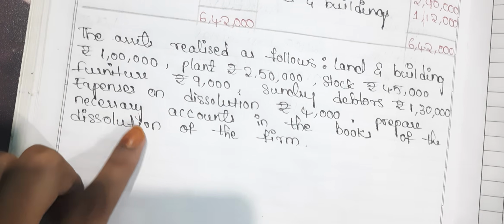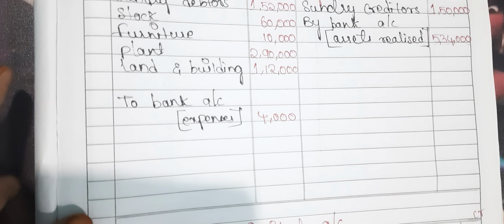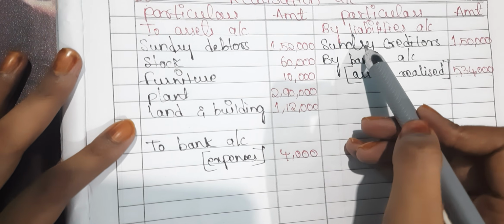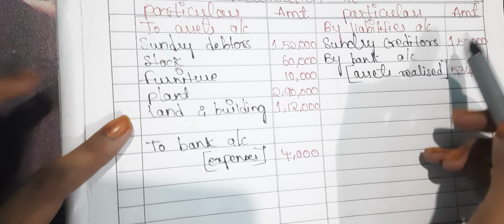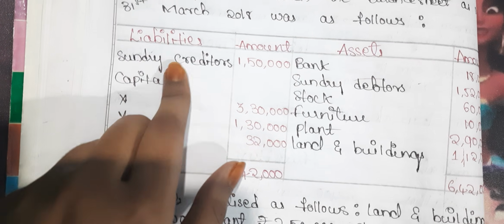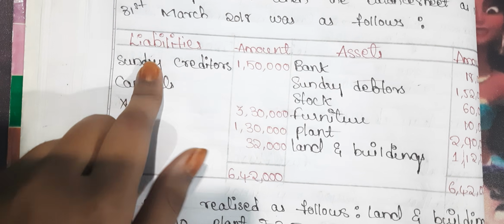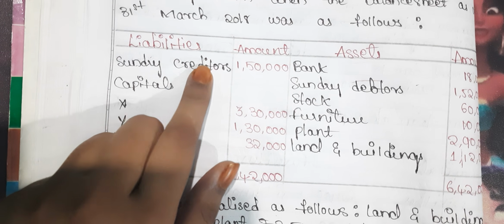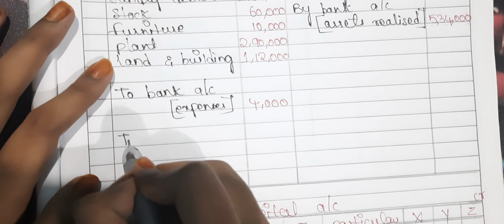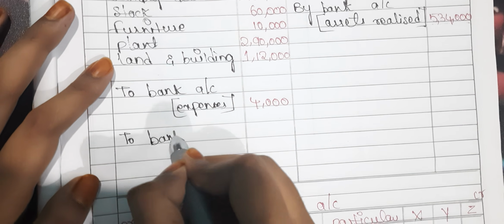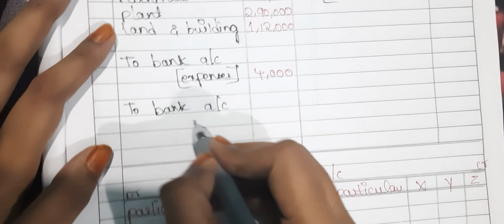Okay, next, liabilities have not been given, right? Liabilities didn't realize. So what are we going to do? We are going to carry down the amount of whatever liabilities have been given in the question. These are the liabilities, only liabilities, right? Sundry creditors, these are the only liabilities. So this amount only we need to carry down to bank account. What are these?